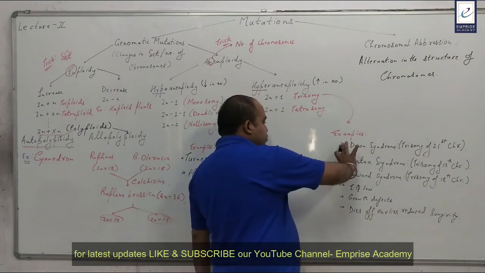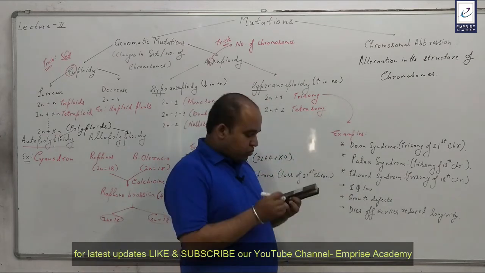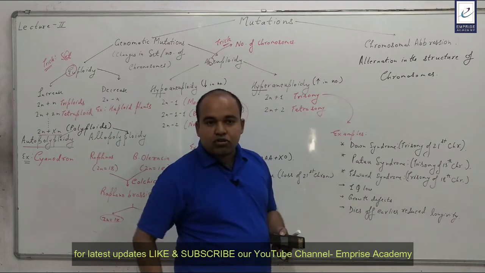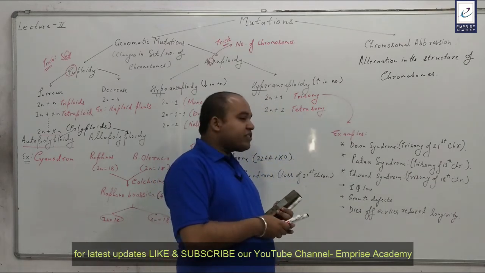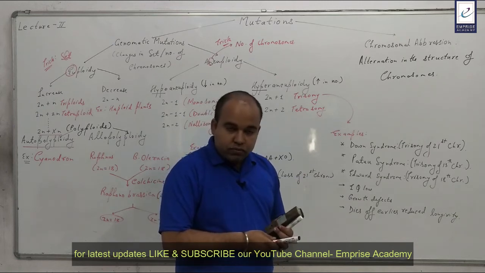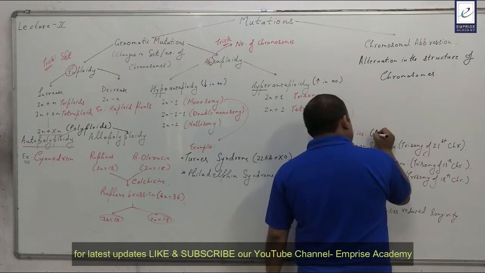All these are referred to as autosomal trisomies. Why are they called autosomal trisomies? Because they are taking place in the case of autosomes. Then there are others also. These are all autosomal trisomies.